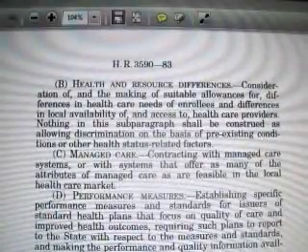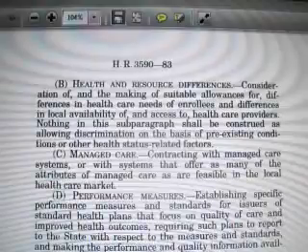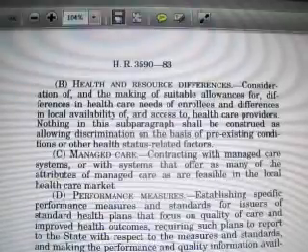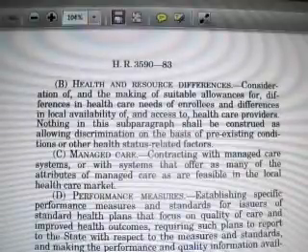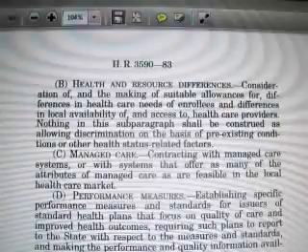Health and resource differences, consideration of and the making of suitable allowances for differences in healthcare needs of enrollees and differences in local availability of and access to healthcare providers. Nothing in this subparagraph shall be construed as allowing discrimination on the basis of pre-existing conditions or other health status-related factors. So, in other words, if you have a pre-existing condition, you cannot be denied this particular health insurance that's being provided by the state. Isn't that nice?